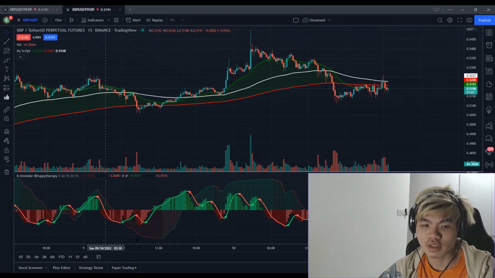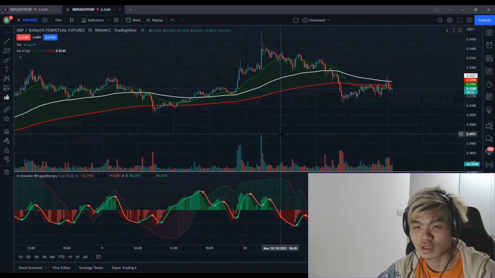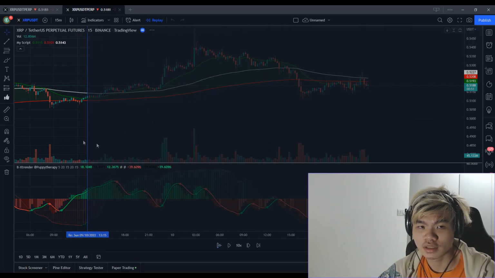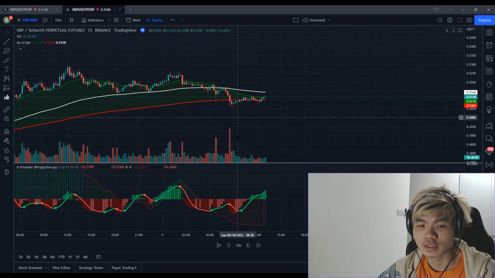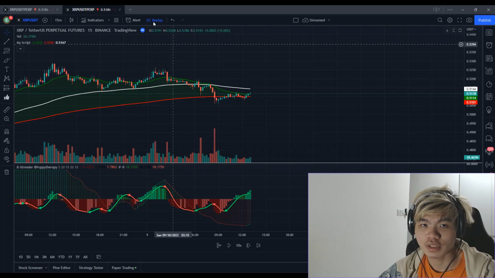The most important part of the strategy is the dots here. They tell you when to enter and when to exit. So let's give you an example. I'm going to use this. Let's go back here, for example. Okay, so let's go back here and let's look at this. Let's play one more time.